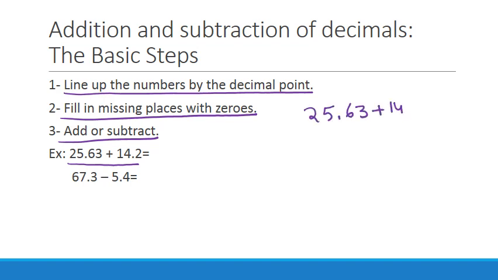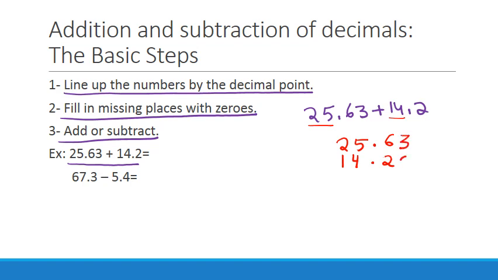25.63 plus 14.2. The first step, as we said, I need to line up the numbers by the decimal point. First, look at the whole part. I line up the whole part under each other, the ones under the ones and the tens under the tens. Then I place the point under the point, the tenths under the tenths, and the hundreds.